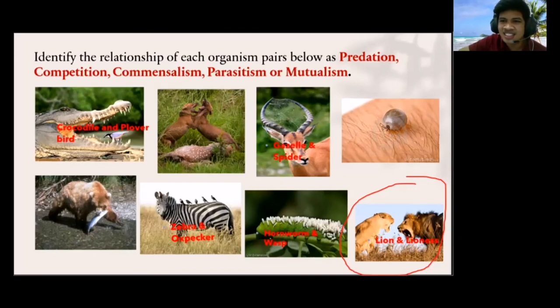Q. Competition, right? Competition. Okay, so maybe they are fighting for food in here, right? They are fighting for food. Competition. Okay, so these are the different kinds of ecological relationship. We have the first one, predation. Number two, competition. And the next three are called symbiotic relationship. We have three: commensalism, parasitism, and mutualism. You understand? These are the different kinds of ecological relationship that we have in the ecosystem.